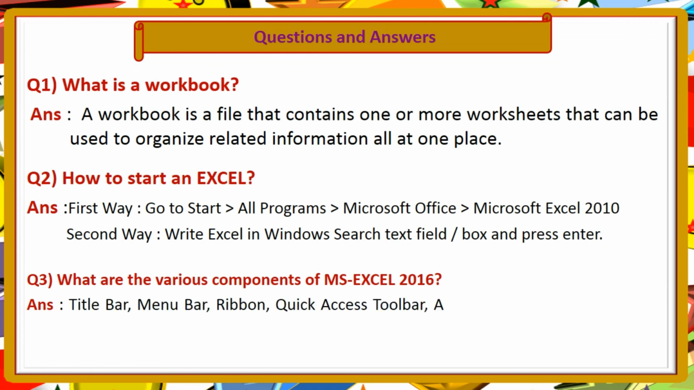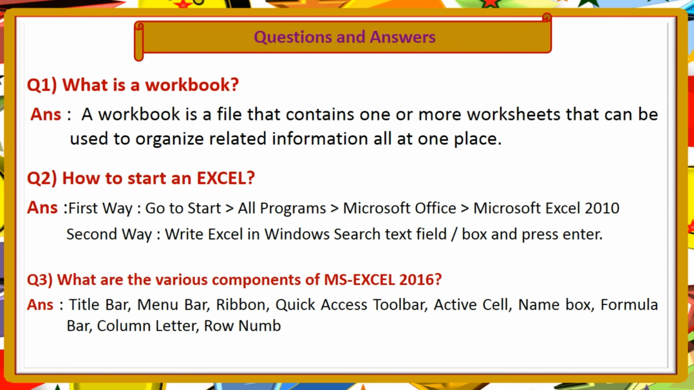Question number 3. What are the various components of MS Excel 2016? Answer: title bar, menu bar, ribbon, quick access toolbar, active cell, name box, formula bar, column letter, row number and spreadsheet or sheet tabs.